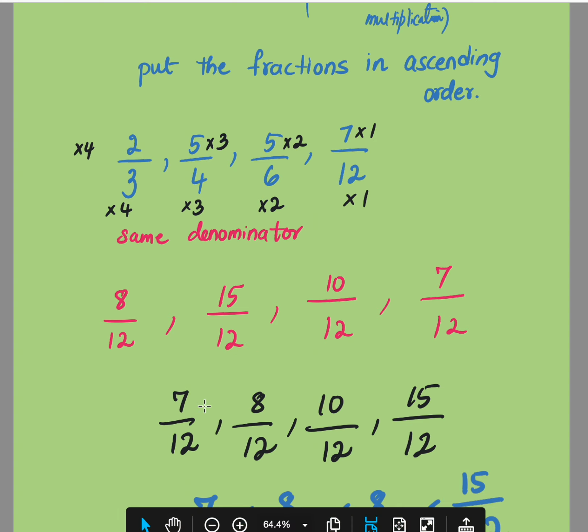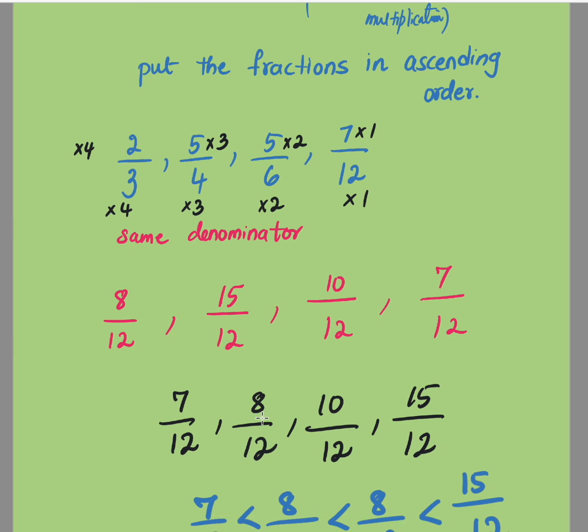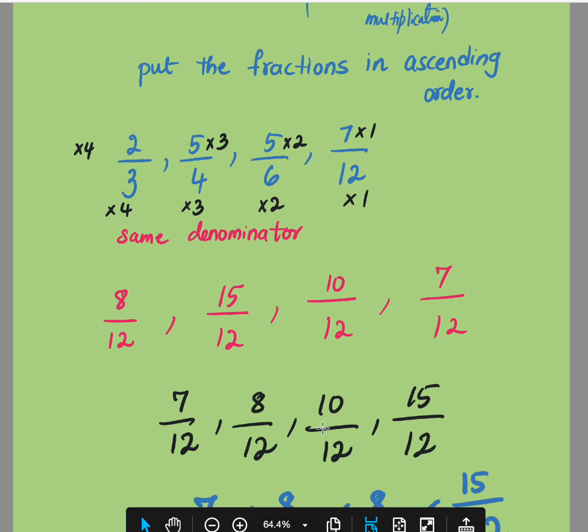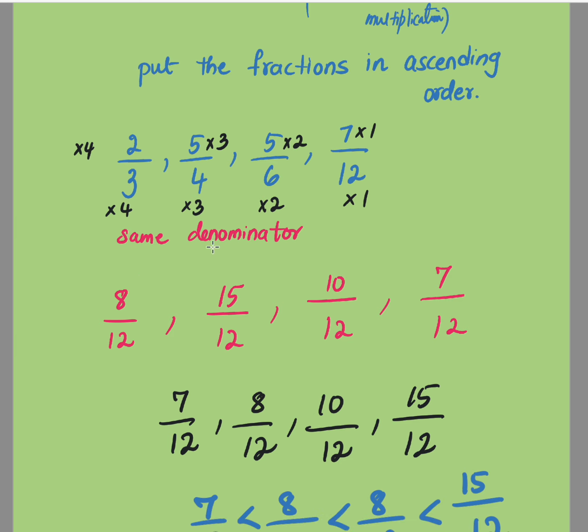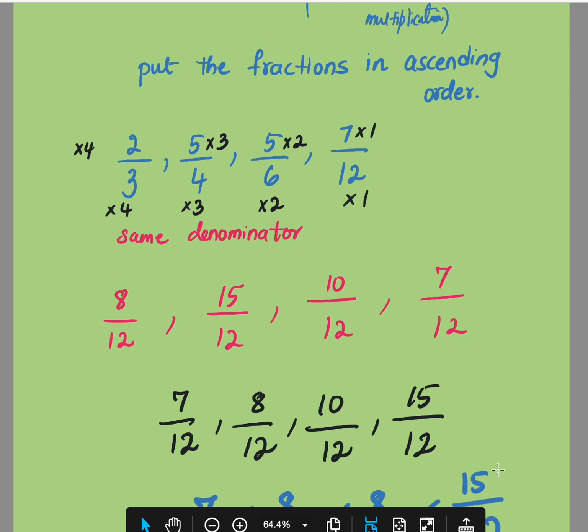So your smallest fraction is 7/12. Then comes 8 over 12. And then 10 over 12, and then 15 over 12. For a moment, I confused myself. My apologies. Okay, so after all I had to do was, once I have this, I just have to look at the numerators and not worry about anything else.